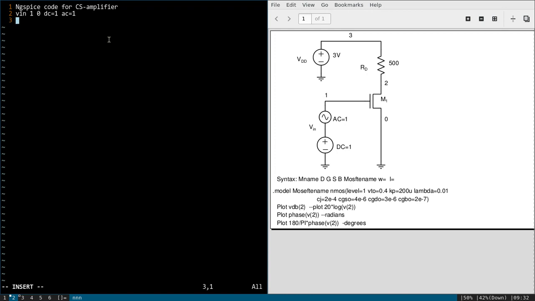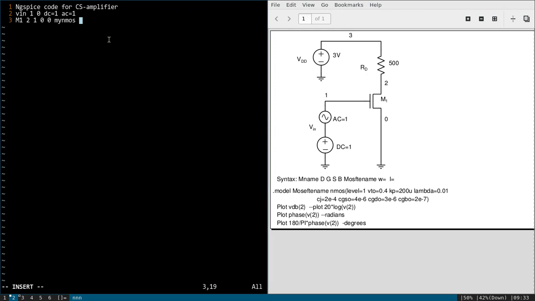How to define that? The syntax is given. M name, I will give 1. The drain terminal is 2, the gate terminal is 1, and the source is 0. Bulk is not given, but source and bulk are shorted together. And I will use my nMOS.